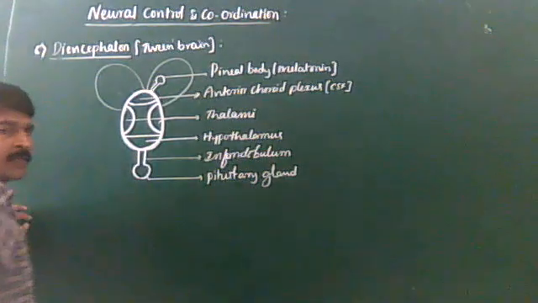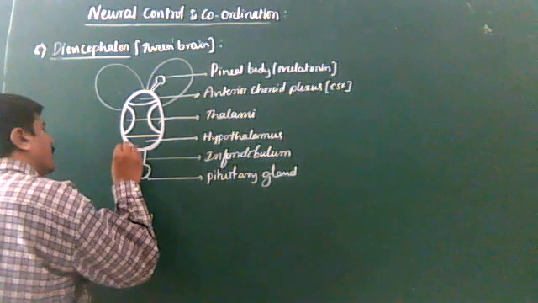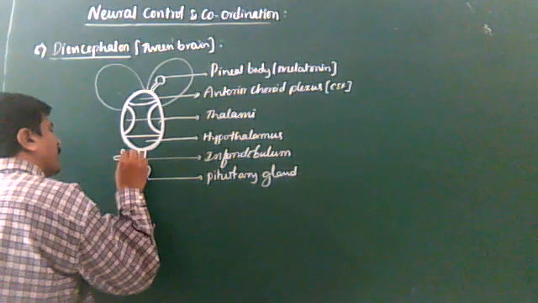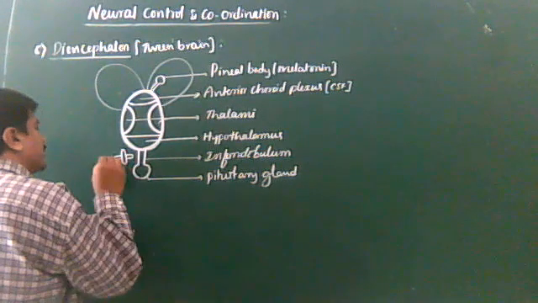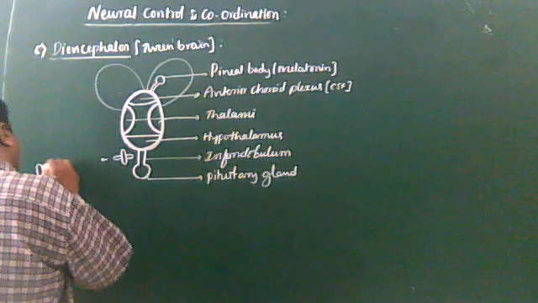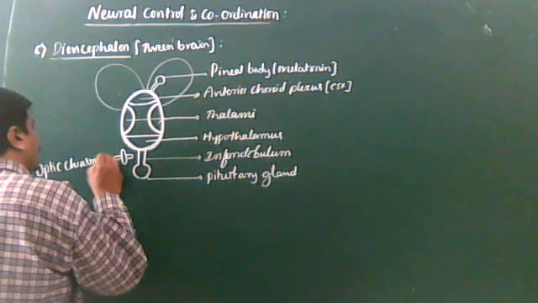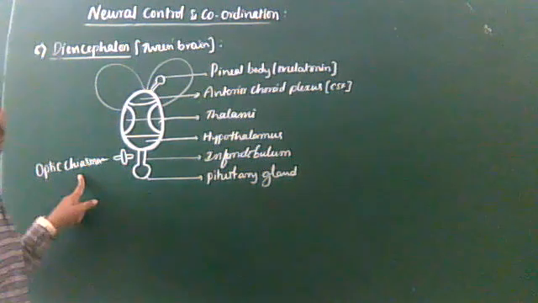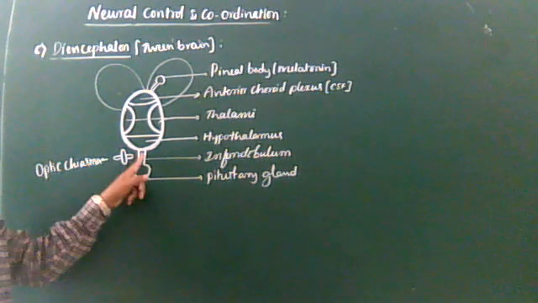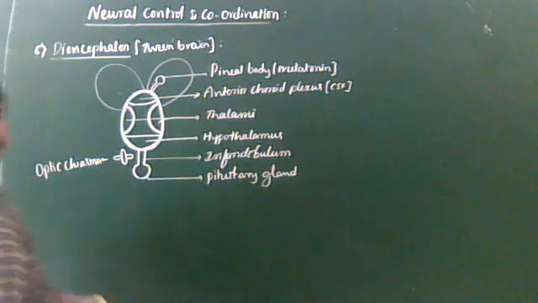Look at the board. In front of the infundibulum, there is a cross of 2 optic nerves called the optic chiasma. It is meant for binocular vision. As I said, it is meant for binocular vision.